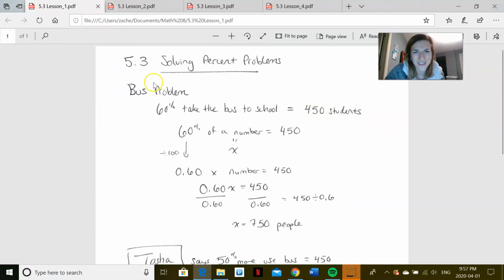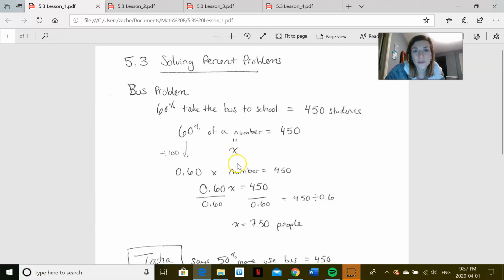So if we go to my work, I decided to just write it out and summarize it so you can see how I'd solve it. So 60% take the bus to school, which is 450 students. So we know that 60% of the total number, whatever that is, is going to be equal to 450. Usually when we try to figure out a percentage of a number, we take that percent and change it into a decimal and then multiply it by the total to get whatever portion that is.